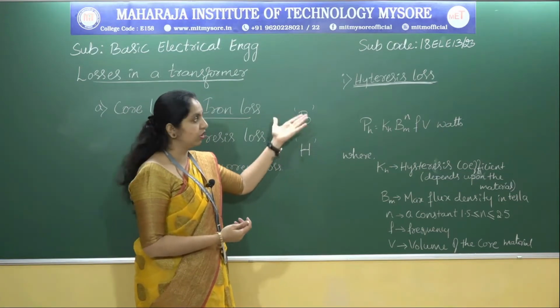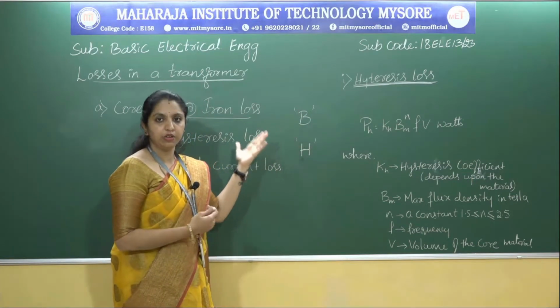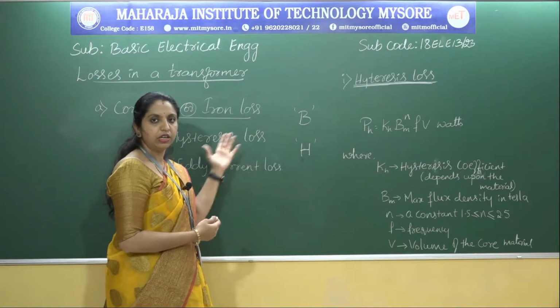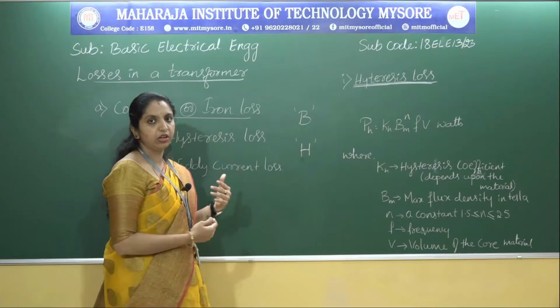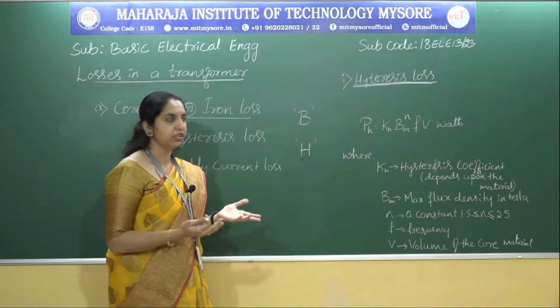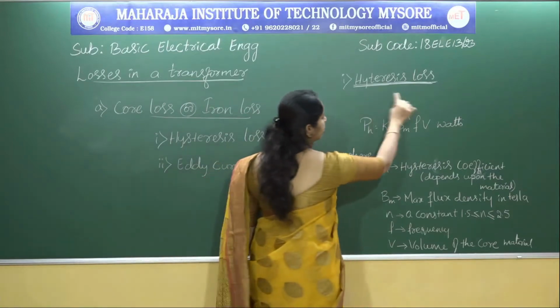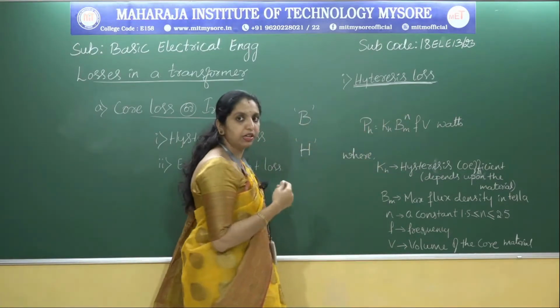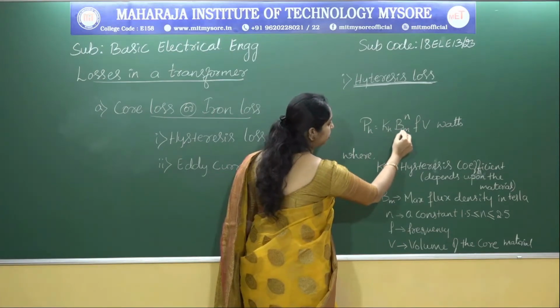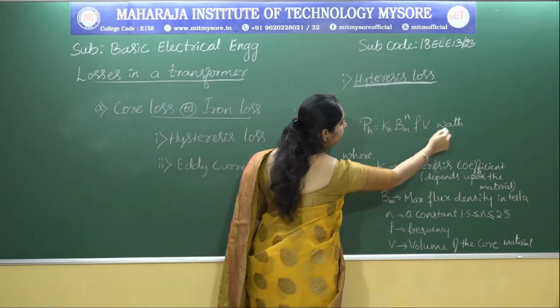Whether it is hysteresis loss, eddy current loss or winding loss, we express the loss in terms of power, in watts. So this hysteresis loss can be expressed as PH equal to KH Bm to the power of n F V watts.